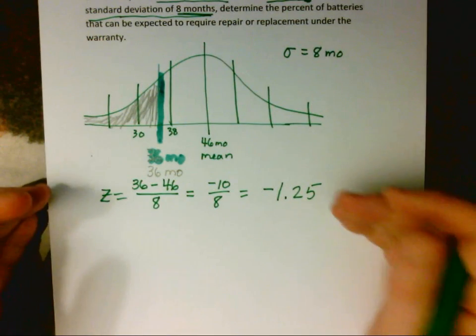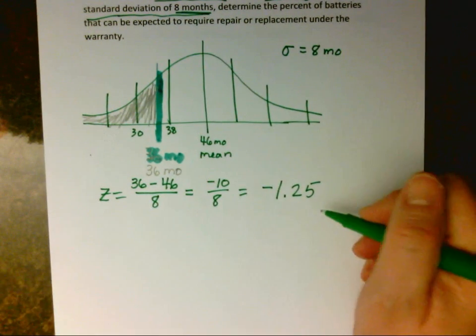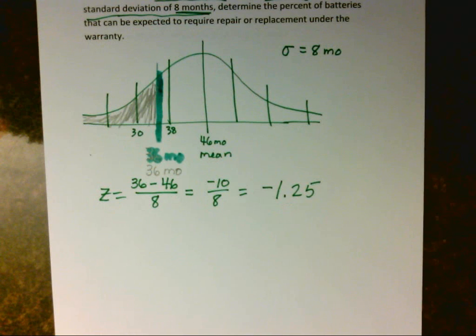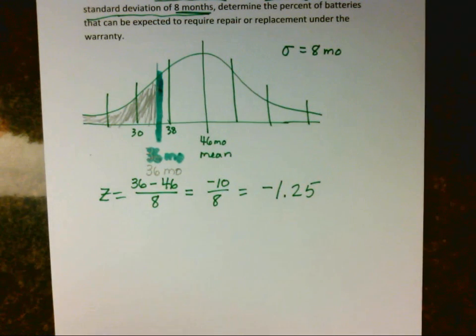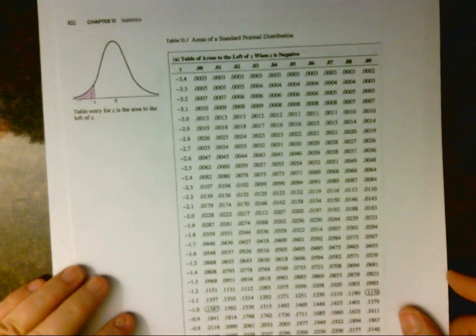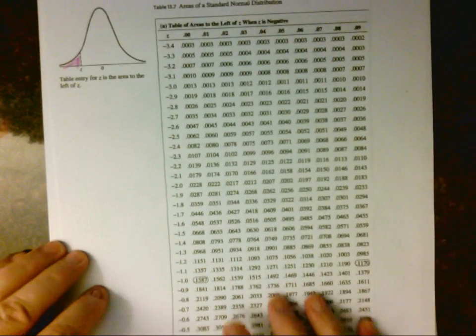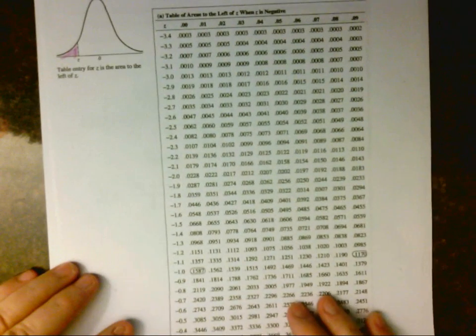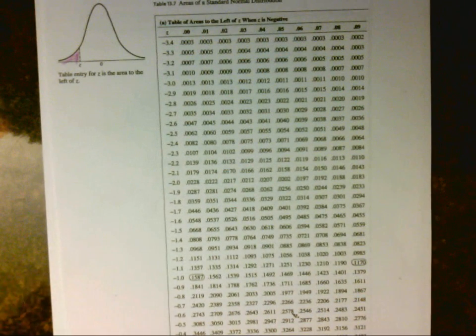Okay, so once you've calculated the Z-score, you look it up on the table. It's a negative Z-score, so we want the table for looking up negatives. At the top of the table it says, table of areas to the left of Z when Z is negative. So we need to look up when Z is negative 1.25.